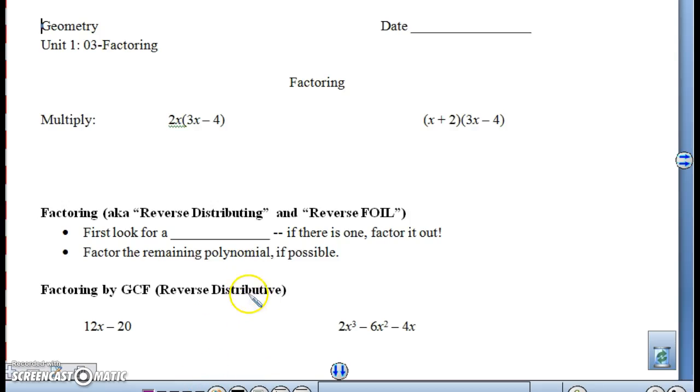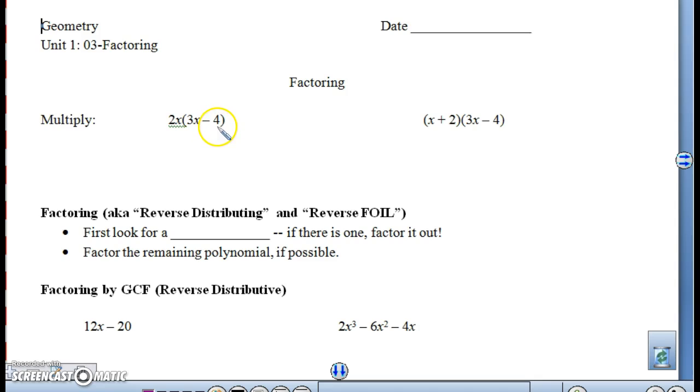This is Geometry Unit 1, Lesson 3 on factoring. Factoring, remember from Algebra 1, is the process of figuring out what was multiplied to get your polynomial. So before we start factoring, let's remind ourselves how we multiply in algebra. We have 2x times 3x minus 4, a monomial times a binomial.